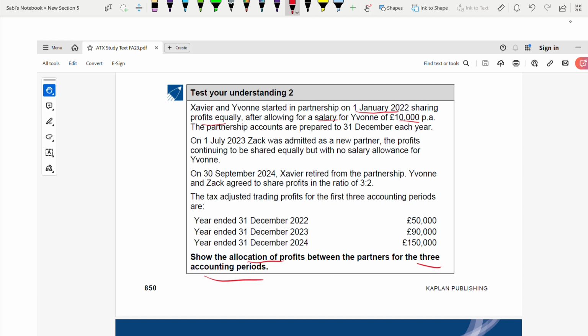From 1st of July 2023, Zach was admitted as a new partner. Profits are shared equally, but with no salary. On 30th September 2024, Xavier retired from the partnership. So Yoon and Zach agreed to share the profits in the ratio of 3:2. And you have been given the tax adjusted trading profit for 3 accounting periods.